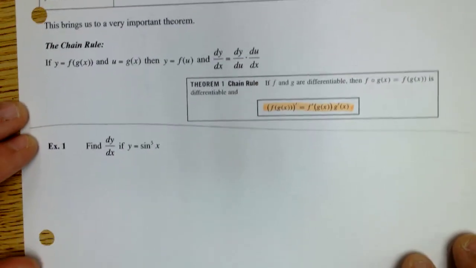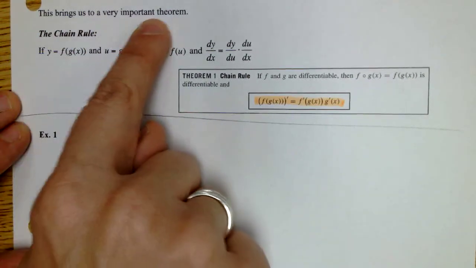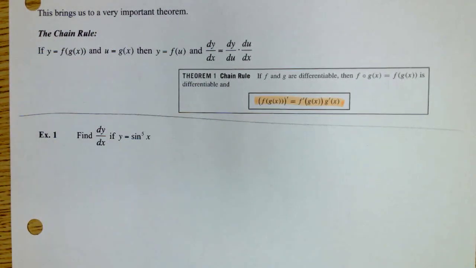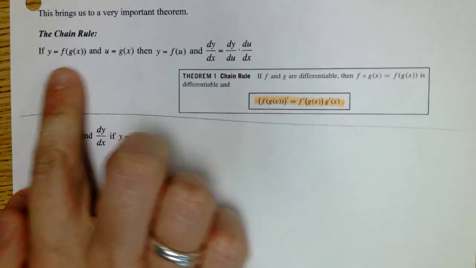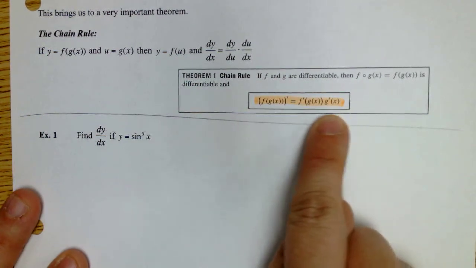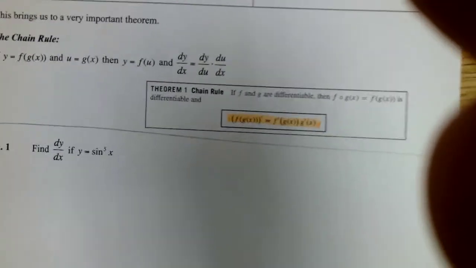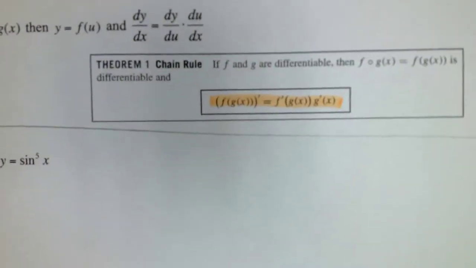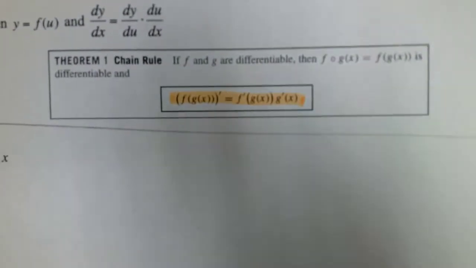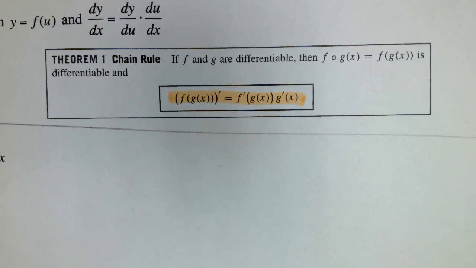So I'm going to skip down here to this very important theorem, called the chain rule, right? And the chain rule is defined here, right? So I'm going to zoom in a little bit so you can see that, all right? So this is what we are going to call the chain rule.